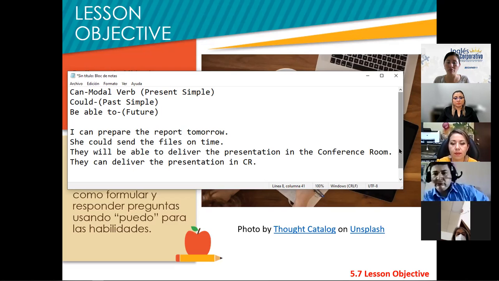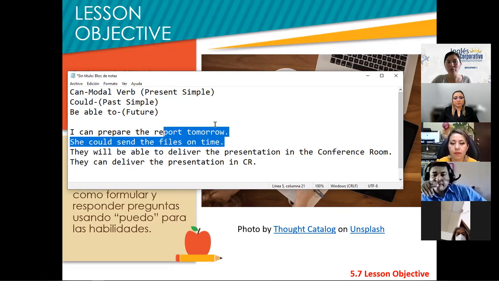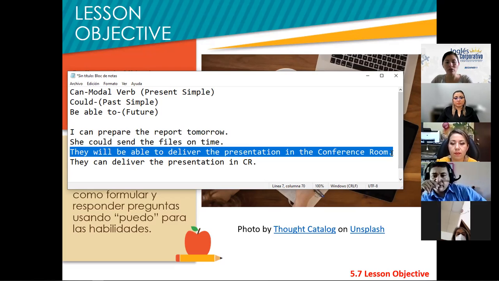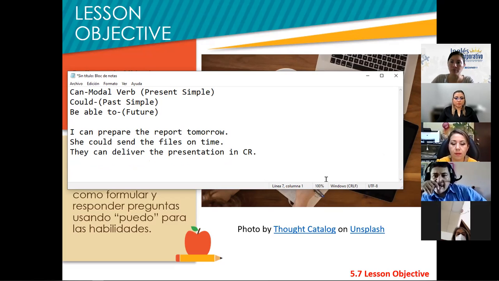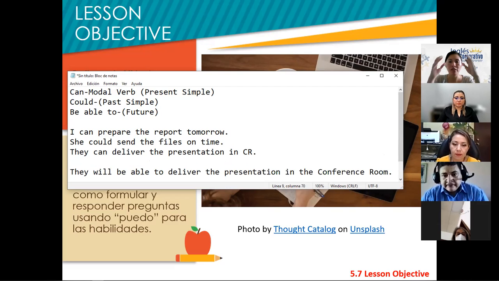Ya los llevamos, right? But if I'm planning something, si yo estoy planificando, por ejemplo, una convención, ¿verdad? O algo especial de mi trabajo, y yo me pongo a decir, pues, ¿dónde voy a dejar a esta gente? Este lugar de la oficina va a estar ocupado, este lugar del edificio va a estar ocupado. Entonces, well, they will be able to deliver the presentation in the conference. Ahí lo vamos a dejar ellos, ahí van a hacer su presentación. Okay? Entonces, esas son las tres formas que tenemos con abilities, ¿verdad?